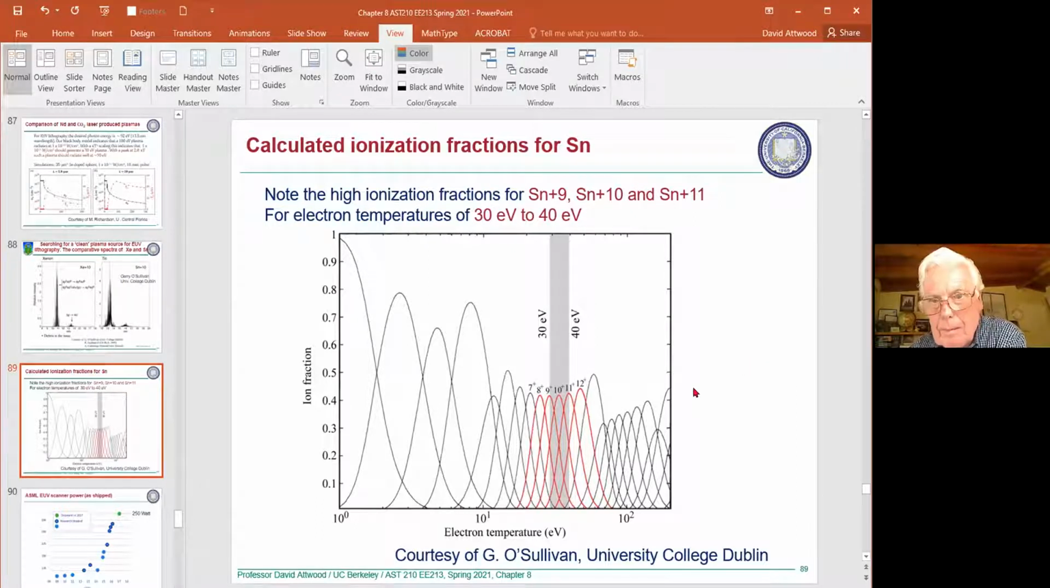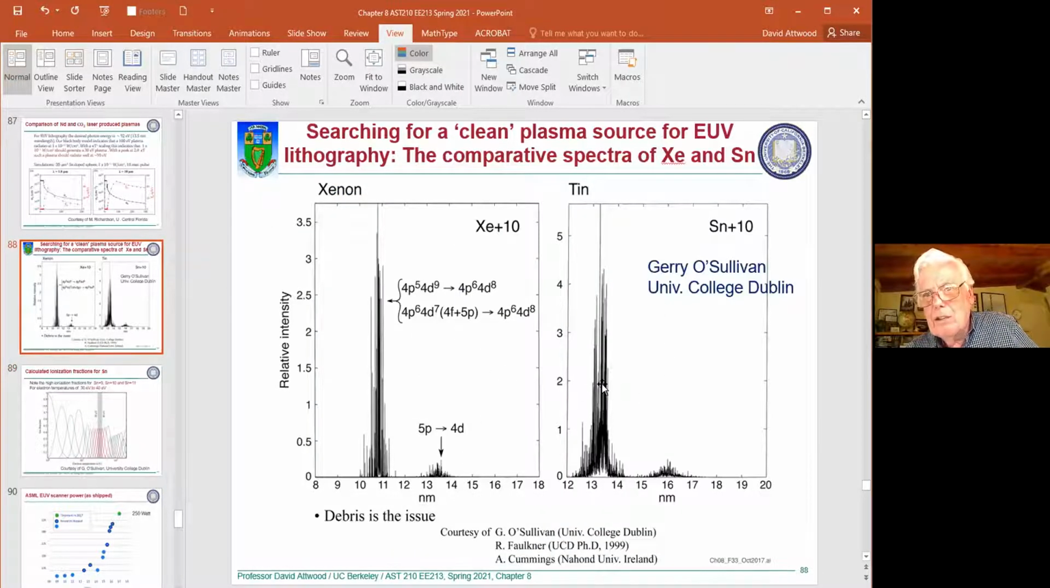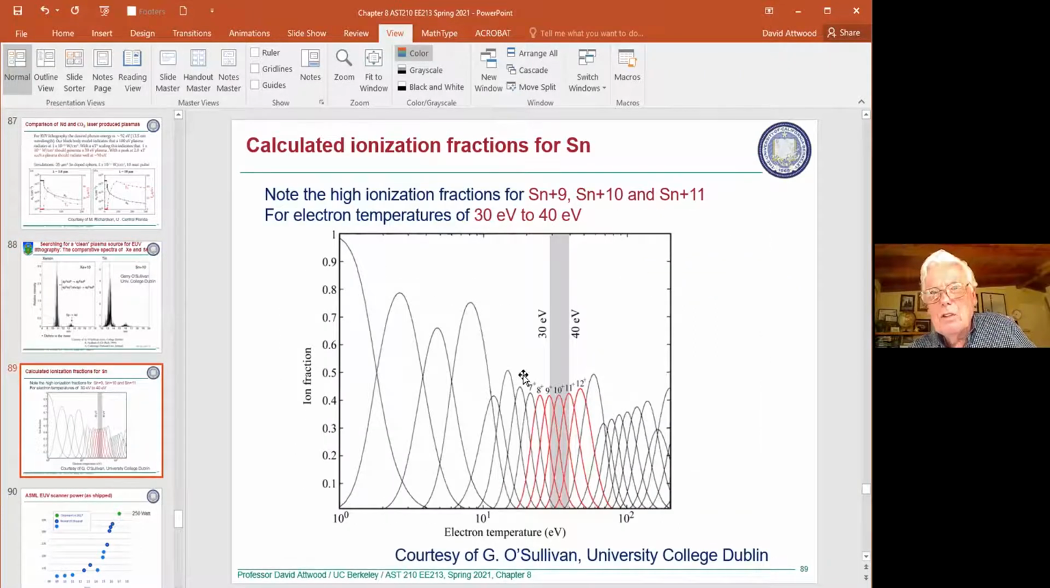Here's the red line. This red line for 10 plus means you've stripped off 10 electrons. For temperatures between 30 and 40 eV, this is what the dominant lines are. So if you're in this region of 30 eV approximately, you're going to have 8 times ionized, 9 times, 10 times ionized, 11 times. They're all going to be there, and every one of them is producing a spectrum of lines. So it's a zoo of emission lines.